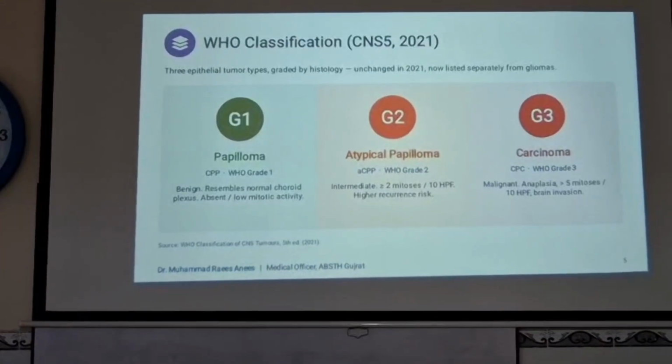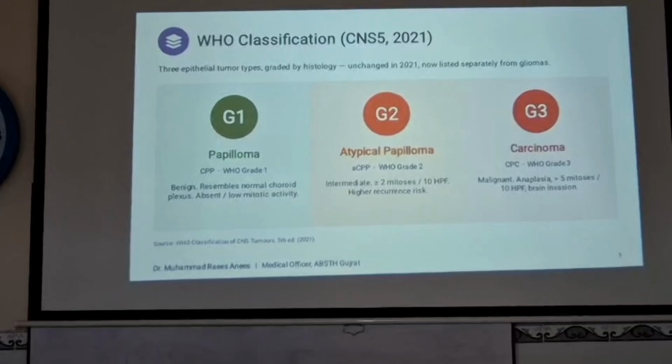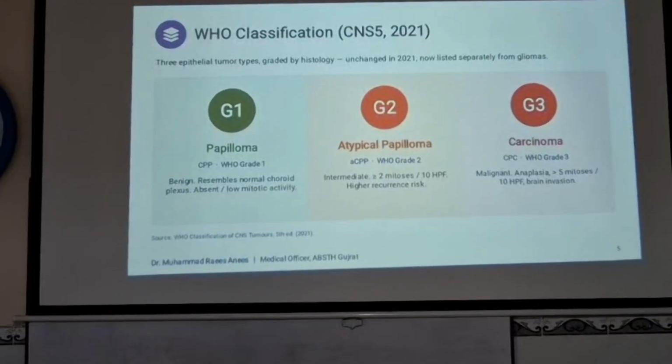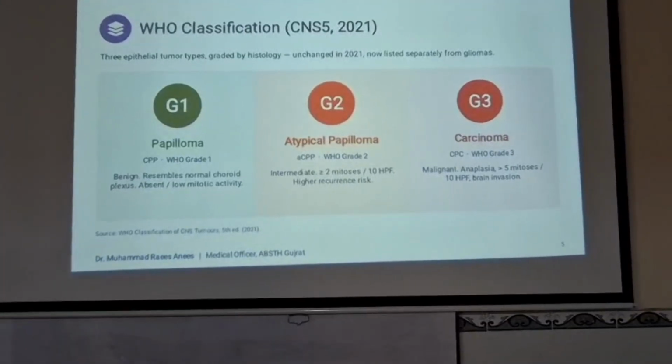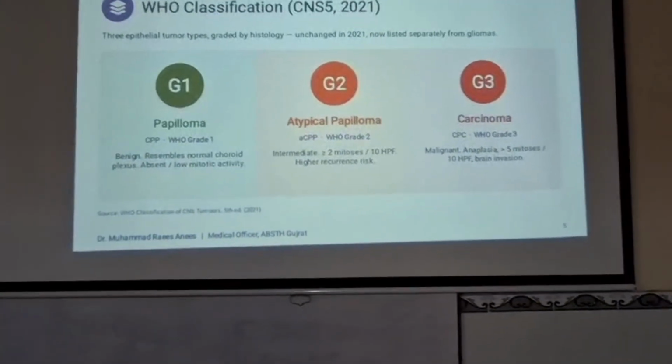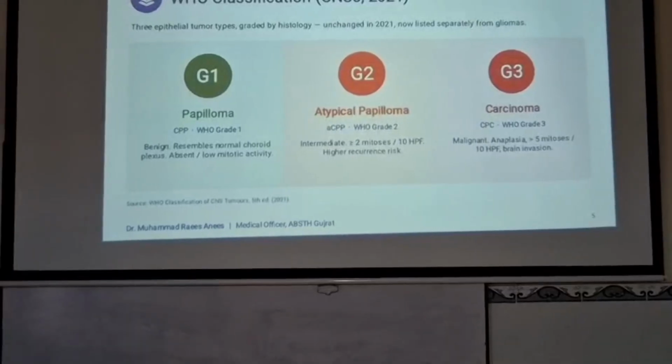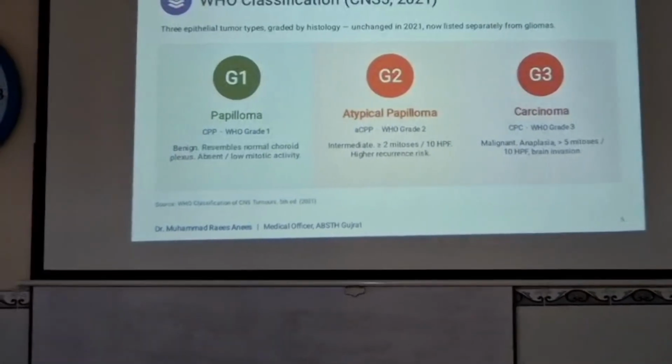According to the WHO classification CNS 5 2021, these are categorized into 3 subtypes. One is the choroid plexus papilloma, which is WHO grade 1, then atypical papilloma, which is grade 2, and the carcinoma, which is grade 3. Basically, the grading is assigned on the basis of mitotic activity.